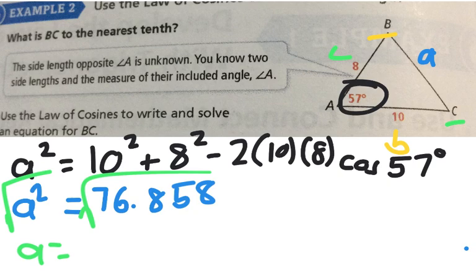Well, I hadn't done it yet. You're beating me to it. Okay, I got 8.76, which I'm going to round to 8.8. I'm going to go to one decimal place. 8.8. So that means my missing side, a, is 8.8.